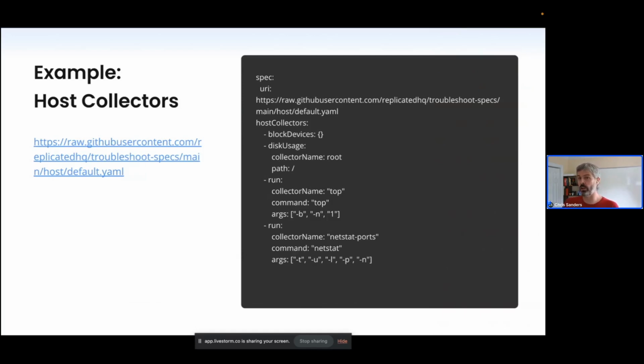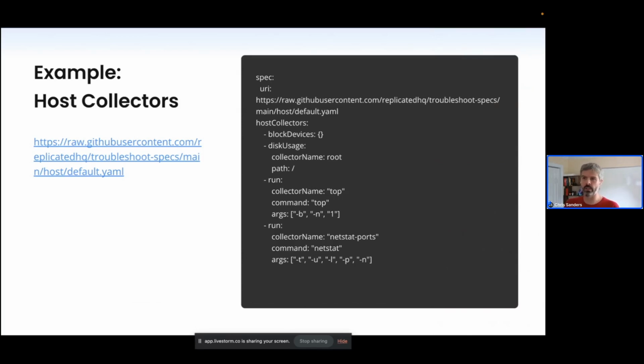The link shown here is our current host collector spec. I've shortened it quite a bit for this presentation, so feel free to browse through our spec for examples of how we use it. Here are a few things that I've selected to show today. First, you'll notice we're using the URI field previously discussed. All of our specs use it.